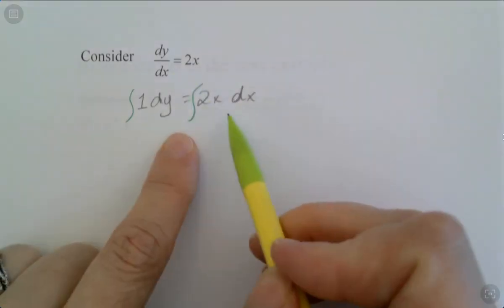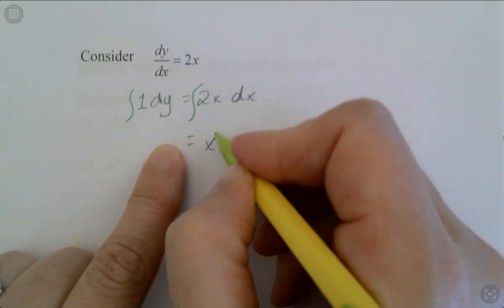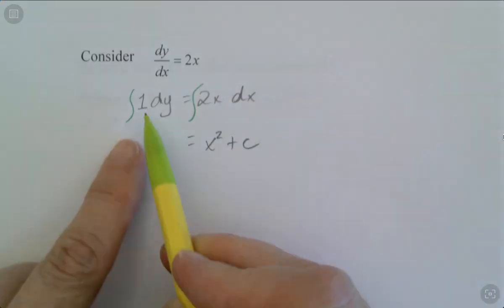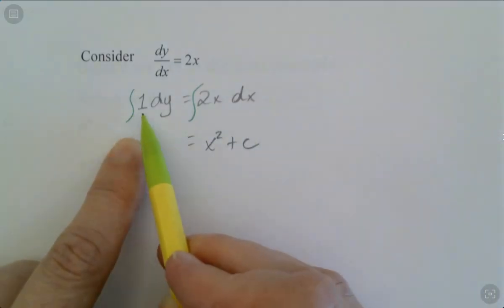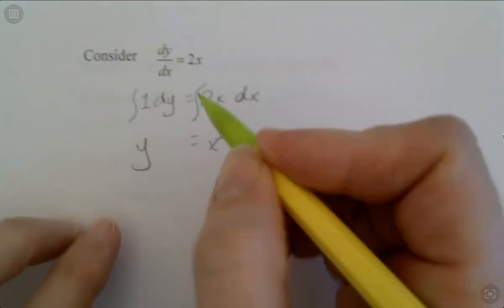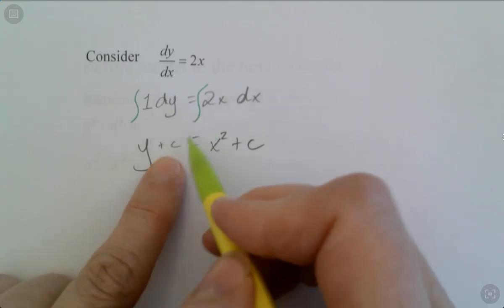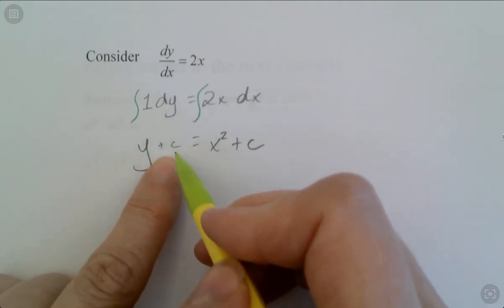Let's look over on the right-hand side first because that's easier. What's the antiderivative of 2x? You already said it. X squared plus c. And over here, we're talking about the antiderivative of 1 with respect to y. Now, you might think, well, why don't we just do y plus c? Like every time we do an antiderivative, we add this plus c, some constant of integration.